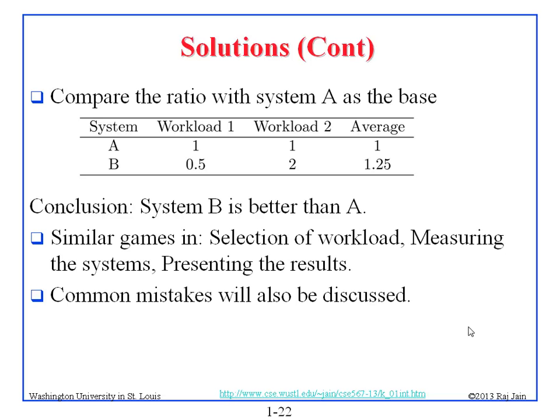Actually this would be company B. If they wanted to sell themselves, they would say, look, we took the ratio with A as the base and we are half as fast, but on workload 2 we are twice as fast. On the average we are 1.25 times better, 25% better.